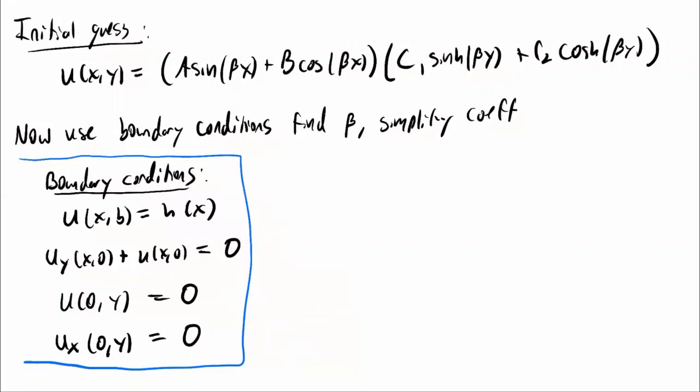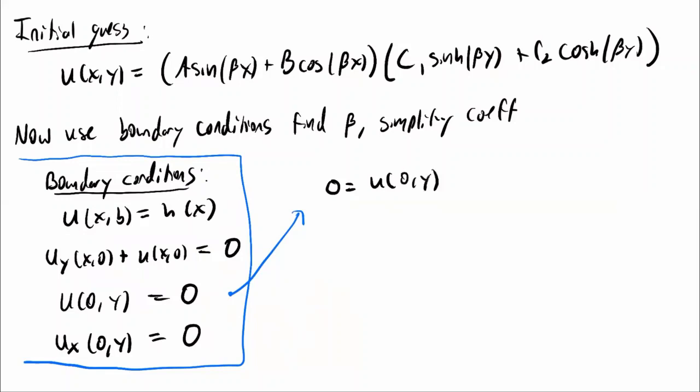So on your list of decisions, you should first look for conditions that involve something being equal to 0. Next, derivatives are usually a little bit more complicated than no derivatives. So let's first look at this condition: u of 0, y is equal to 0. If I use this condition, what does this tell us? We have 0 is equal to u of 0 comma y.